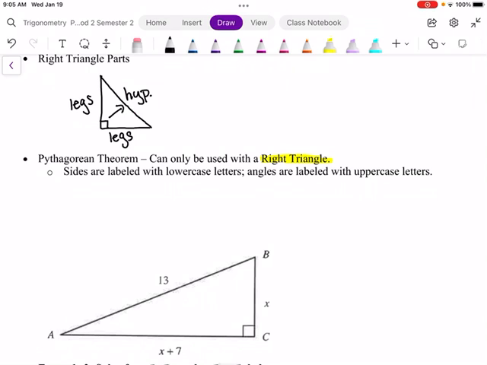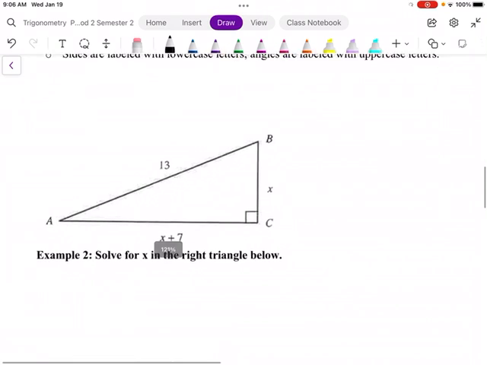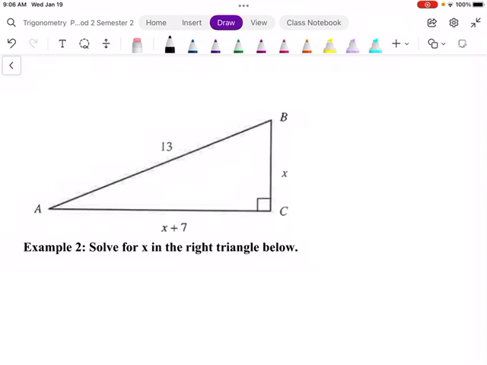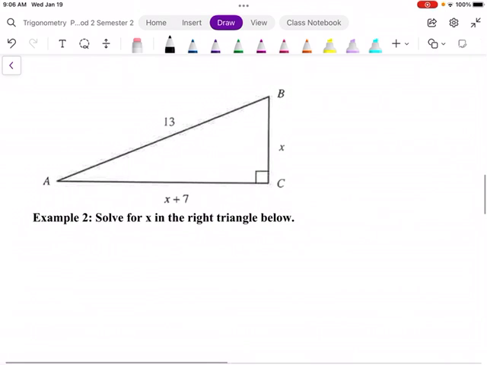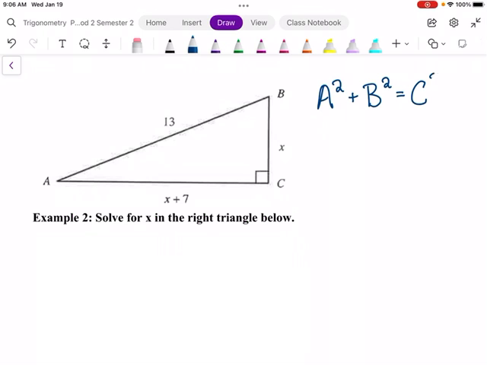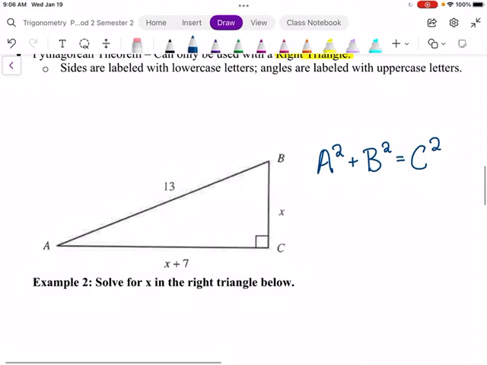For this one, our sides are going to be labeled with lowercase letters, and then angles are labeled with uppercase letters. So we're going to solve for x in the triangle below. So remember, for Pythagorean theorem, it's a squared plus b squared equals c squared. A and b are the legs, so this could be our a value, this can be our b value. C is always the hypotenuse.